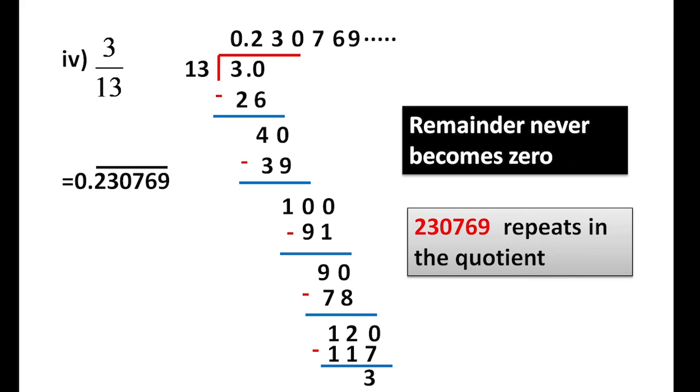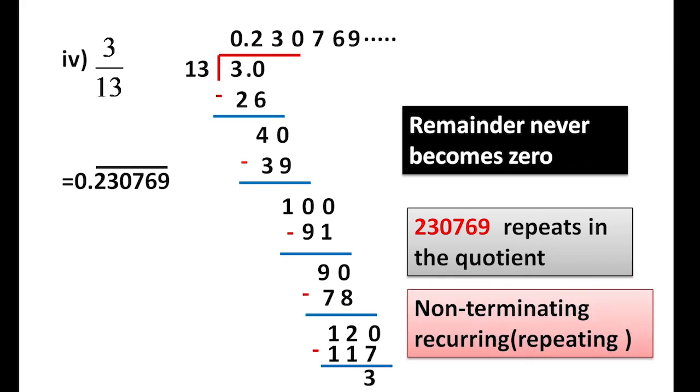230769 is repeating in the quotient, so it is non-terminating recurring. Terminating means ending. Here it is not ending, so it is non-terminating. Recurring means repeating. Is it clear? Hope you would have understood the concept.